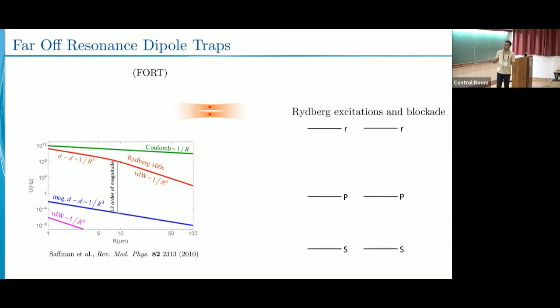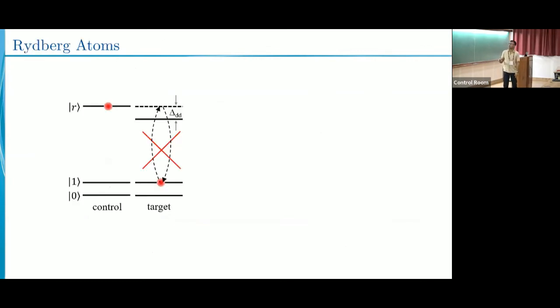Suppose I am showing two atoms here. If I excite one atom, what happens? The other atom's level shifts, so I cannot excite it. When this happens, we say entanglement occurs between the two atoms, because excitation of the first atom does not allow excitation of the second. This is the phenomenon people are using to make quantum gates.